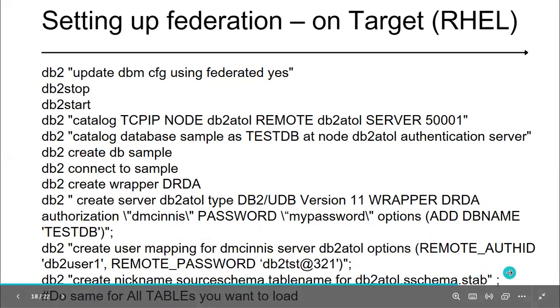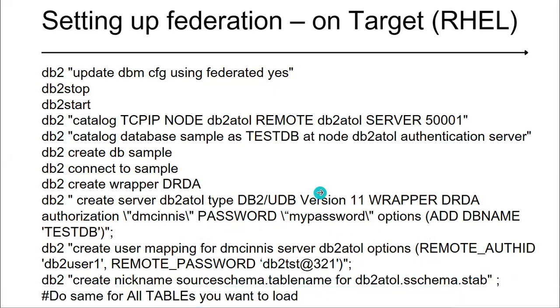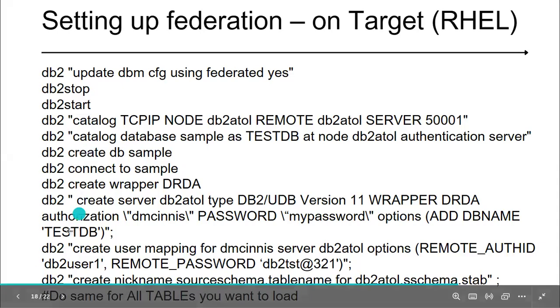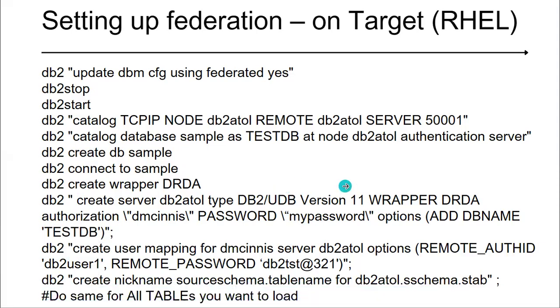dot stab. Okay, so do the same for all the tables which are in scope. You can do the same repeated steps, not all of the above, just create nickname. You need to execute create nickname for all the tables which are in scope of your migration. So let's see what is there in the next one.